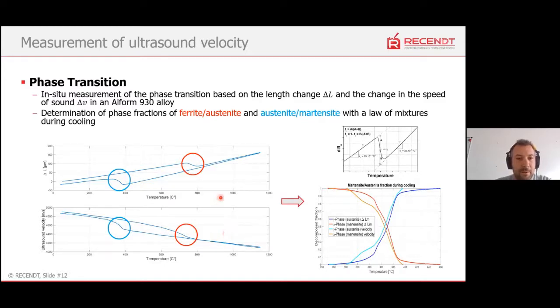In the red circles, there's the phase transition in the heating, and in the blue circles, the phase transition during cooling of the sample. With this information, we can determine the phase fraction from ferrite to austenite or austenite to martensite with a so-called law of mixtures during the cooling process. On the right side, we show that the length change and the change in speed of sound are nearly the same, and they fit very well in the cooling of the samples.